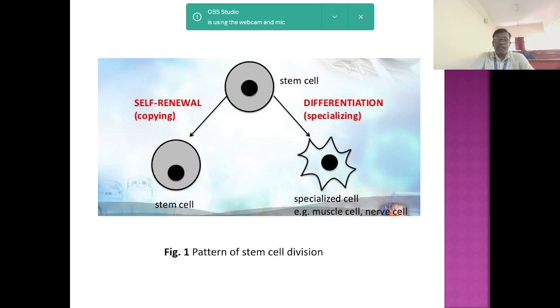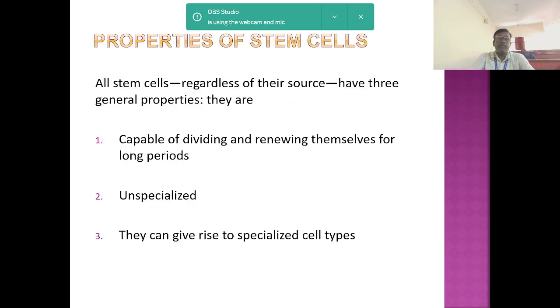They can be differentiated into muscle cells, nerve cells, bone cells, and blood cells. These are called differentiation of cells. This differentiation mainly depends on the type of stem cell and the signal they receive. Based on the signal and the type only, it can be differentiated into other cells.